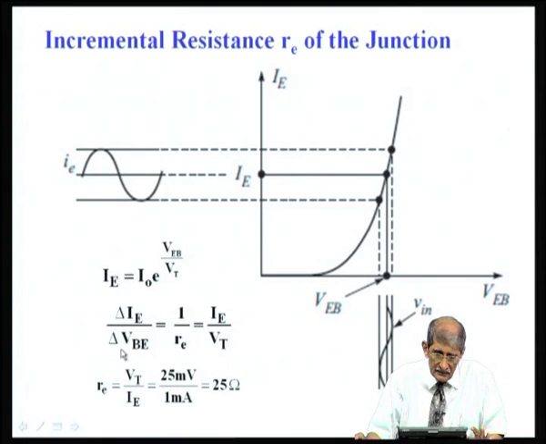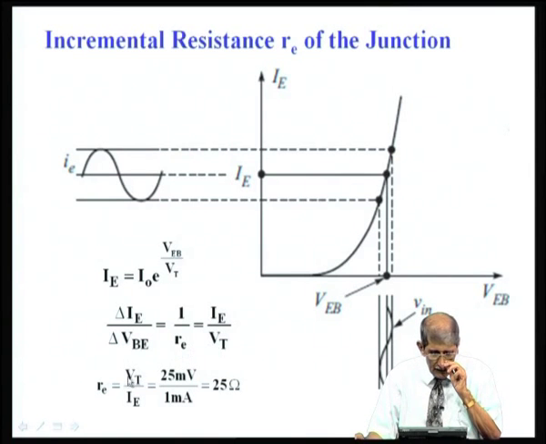See, differentiate this V B E, this is 1 by R E, current divided by voltage is 1 by resistance, incremental resistance, and this quantity is delta I E by delta V B E, which is 1 by V T into the same quantity, that is I E. So, R E is V T by I E.